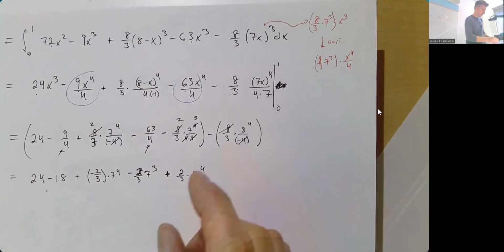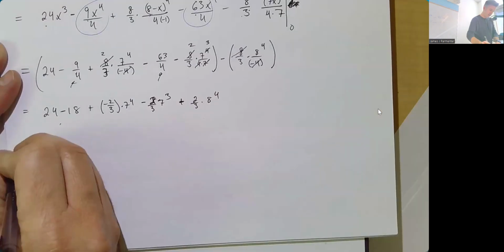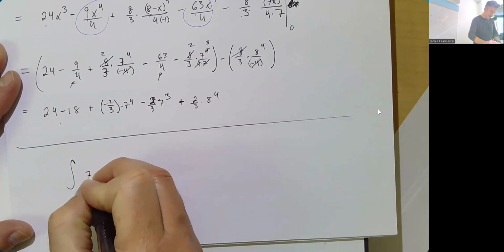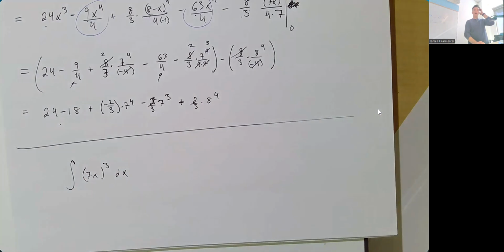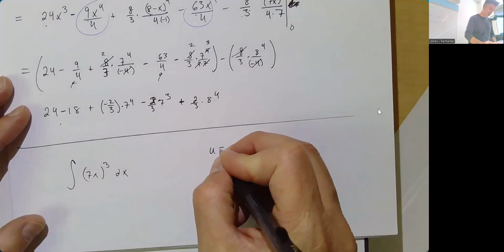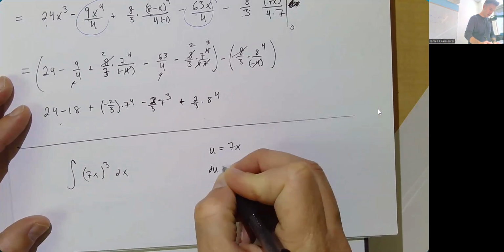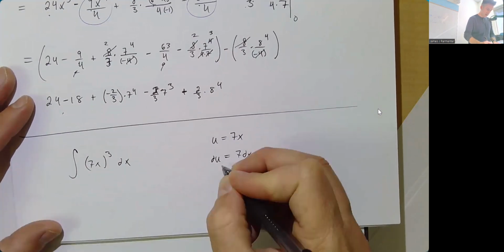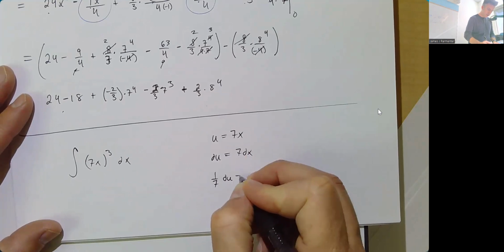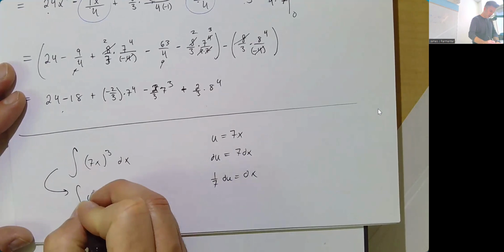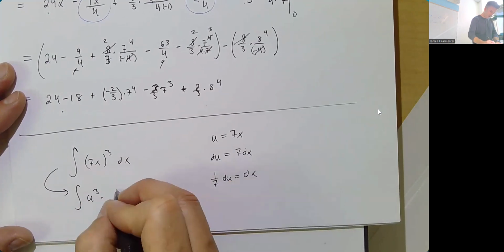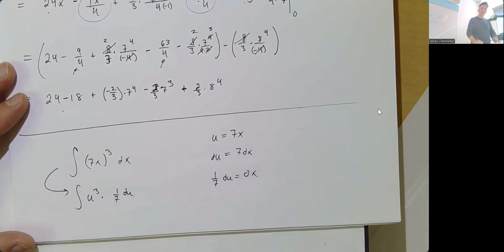Yes, this one right here. So if I was integrating 7x to the 3rd, and I didn't want to just multiply it out, though I totally could, I could do a u sub. U equals 7x, du equals 7 dx, 1/7 du equals dx. I could rewrite this as the integral of u cubed times 1/7 du.